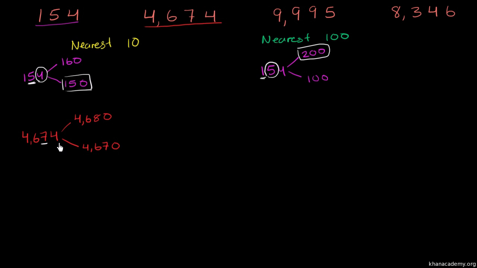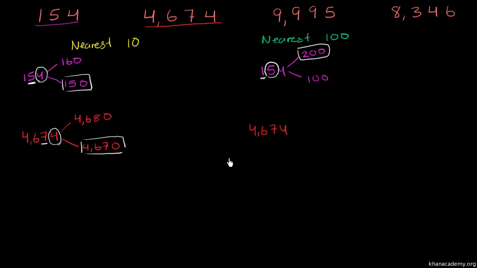To figure that out, we look at the ones place. The ones place is 5 or greater, we round up. If it's less than 5, we round down. It's once again less than 5, so we round down to 4,670. Now let's round the same number to the nearest 100.